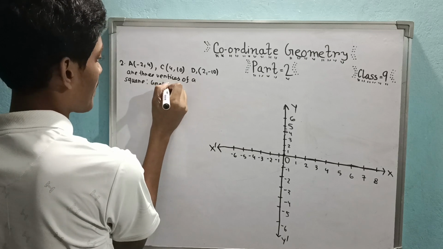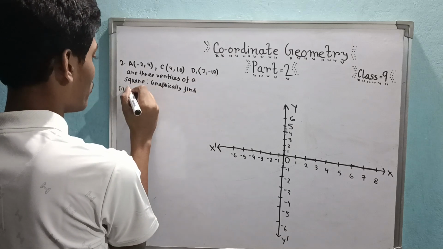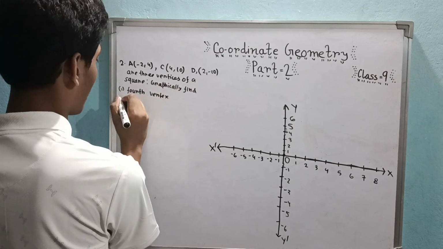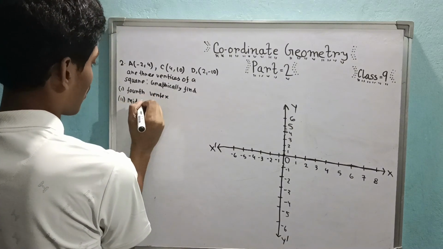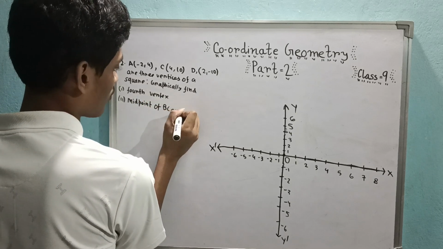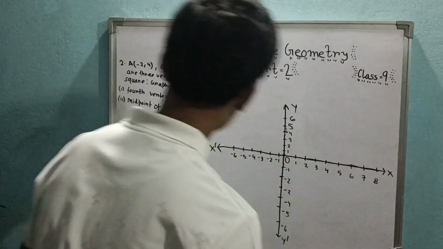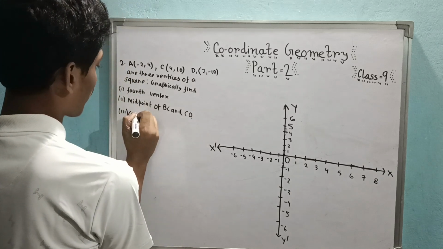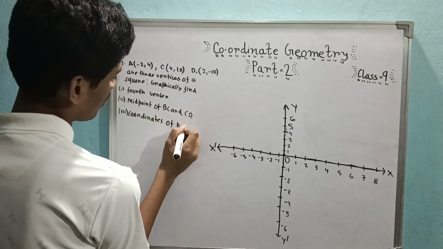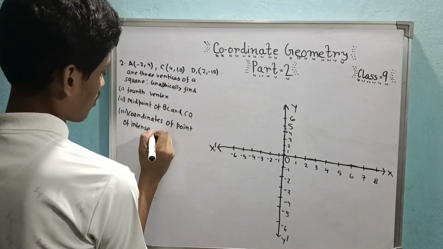Graphically find a few subparts: the fourth vertex, the midpoint of BC and CD, and the coordinates of the point of intersection of diagonals.